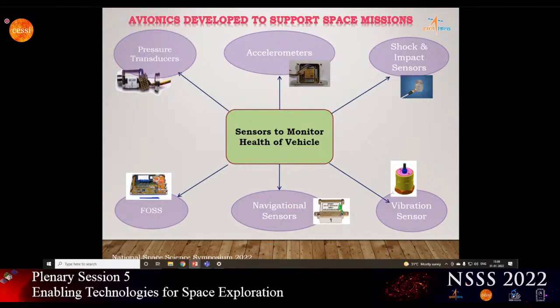We also have structural monitoring of the sounding rocket through our FOSS system. Different varieties of pressure transducers are also available with ISRO to see the effects of our motor. Even through different layers, we can have pressure measurement, and very accurate and finely tuned sensors are also available with VSSC.